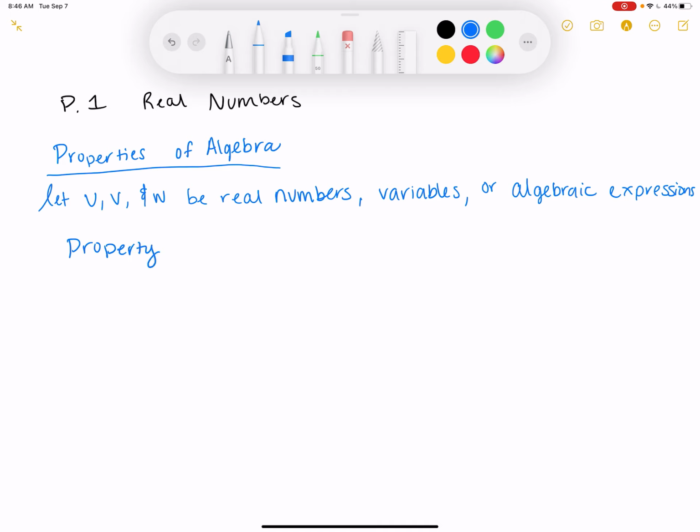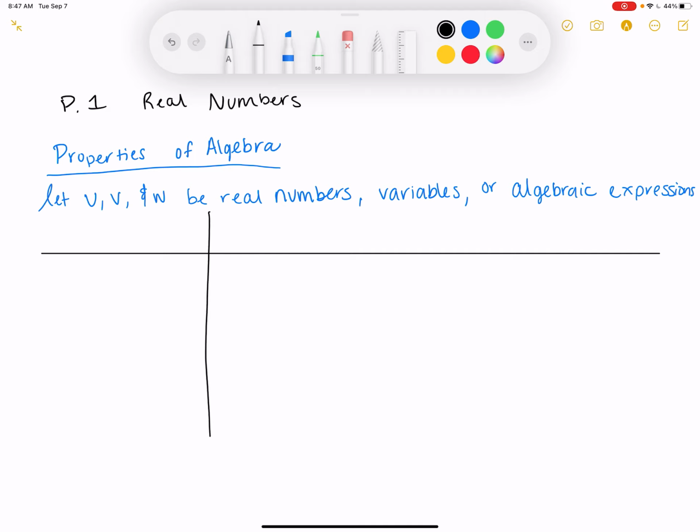So we'll have the property, actually, well, yes, we are going to do that, but I'm going to make my little chart first. Okay. Now let's switch back.